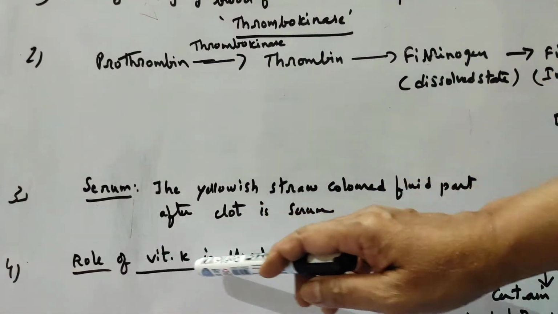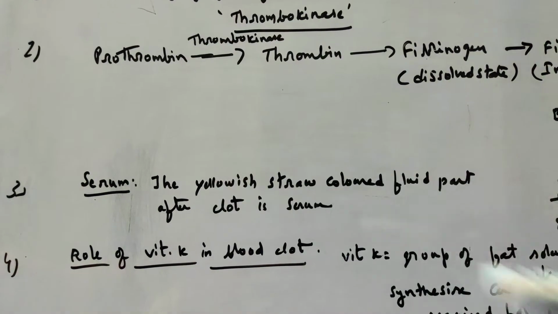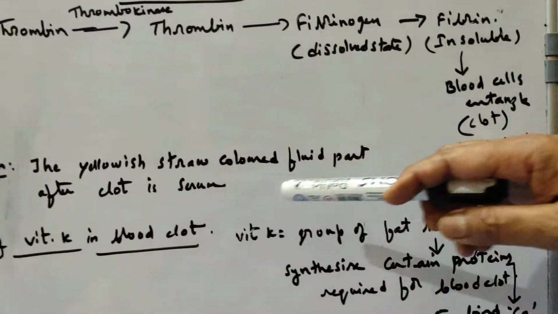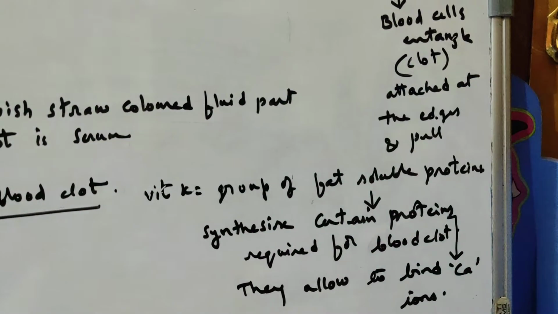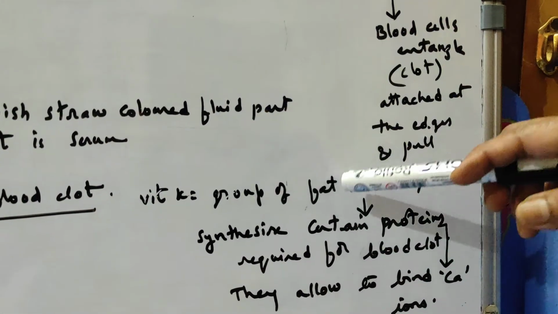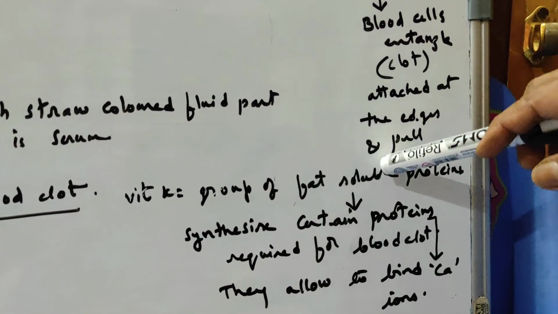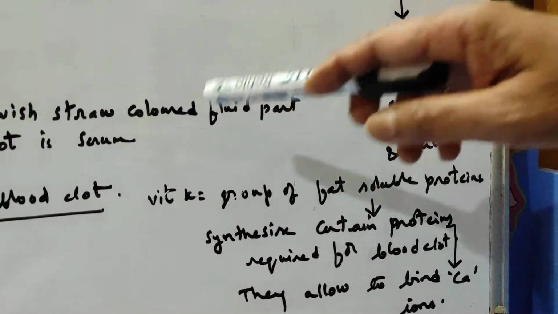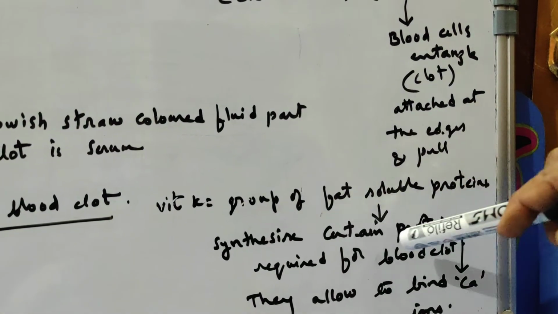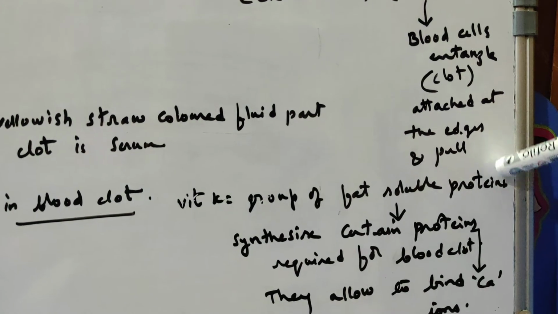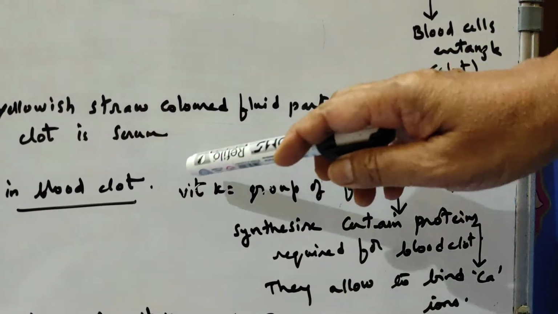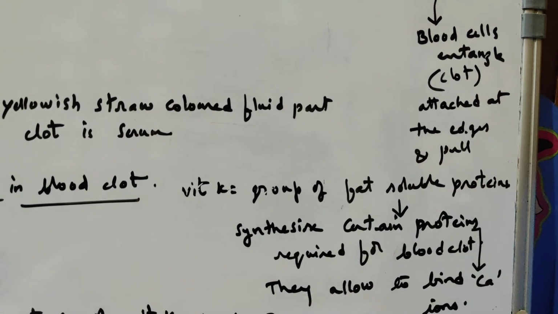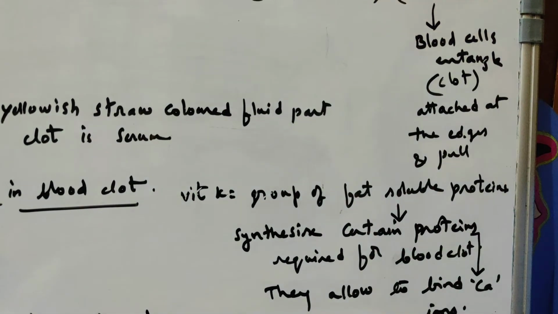Then next, the role of vitamin K in blood clot. In blood clot, vitamin K plays a very important role, and let us learn now what that role is. Vitamin K is a group of fat soluble proteins. These fat soluble proteins will synthesize certain proteins required for the blood clot. So for the blood clot, some proteins are required, and these required proteins will be synthesized by the fat soluble proteins present in vitamin K. So like this, for blood clot, vitamin K is very important.